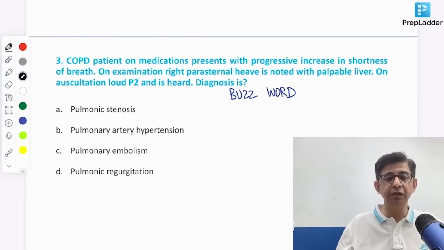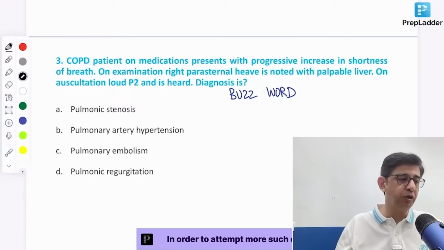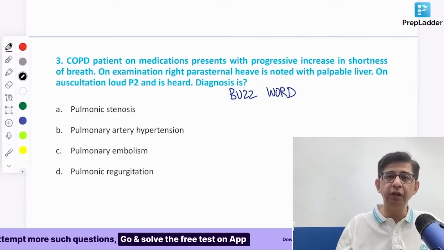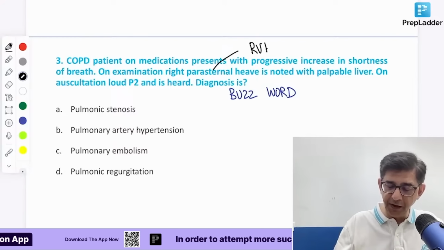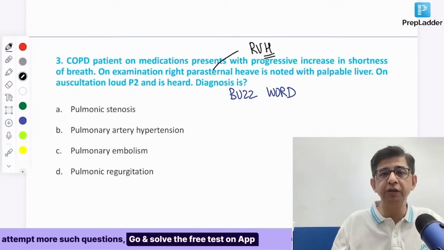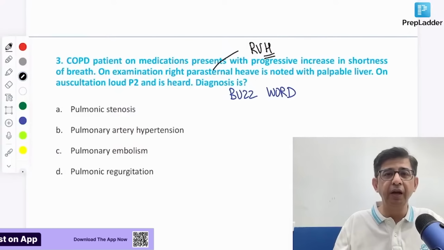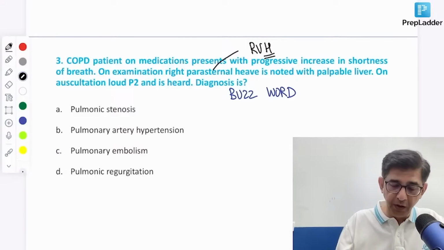Let's look at the next question, which is again a repeat from the paper. A COPD patient comes with increasing shortness of breath. On examination, a right parasternal heave is noted with a palpable liver. Right parasternal heave indicates right ventricular hypertrophy. The buzzword is right ventricular hypertrophy is present. There is a palpable liver. That means the right side of the heart is getting affected. And on auscultation, there is a loud P2 that is heard. The moment you read the word loud P2, you know the diagnosis is pulmonary artery hypertension.